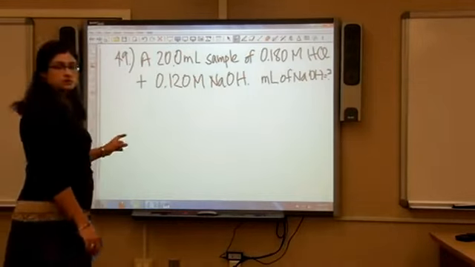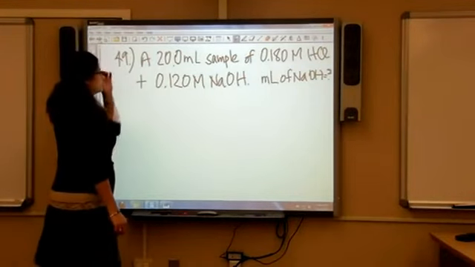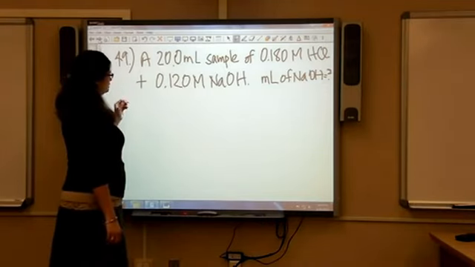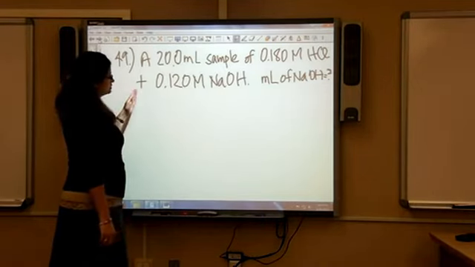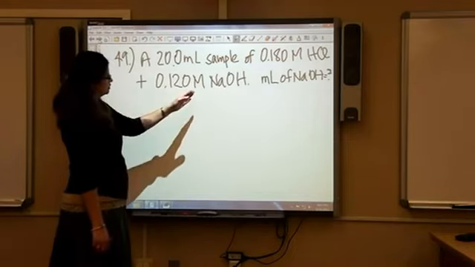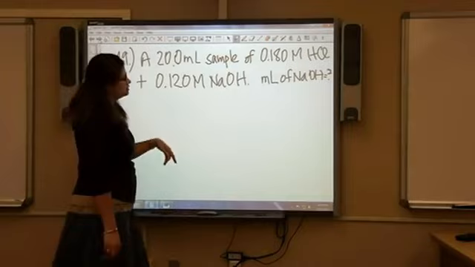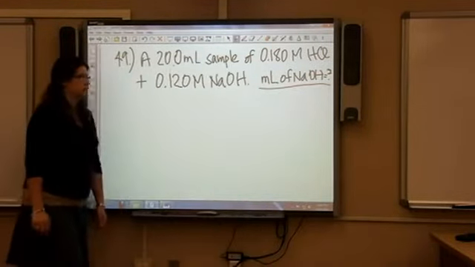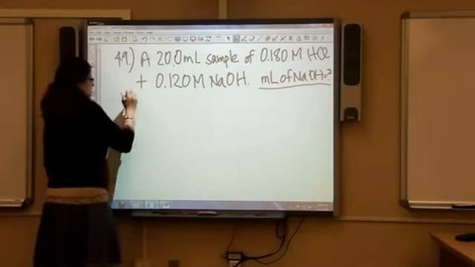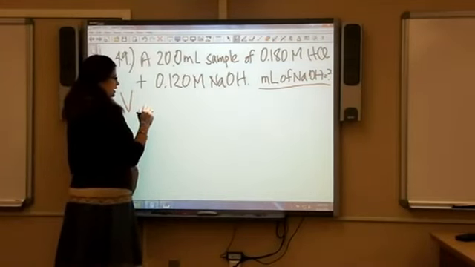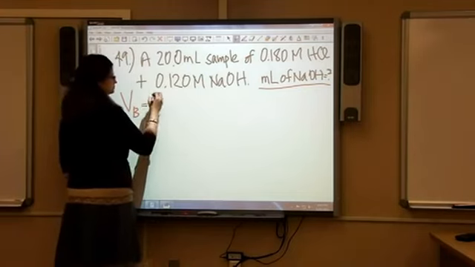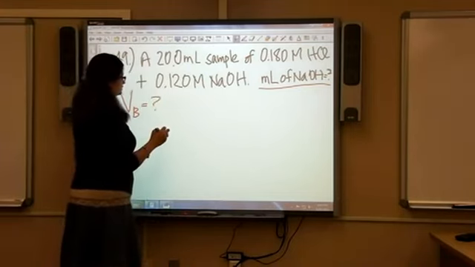Let's do another example. This is 49. A 20 mL sample of 0.18 molar HCl is used to neutralize 0.120 molar NaOH. Calculate the volume of NaOH. Okay, I'm going to do that first. If that's volume, is that base or acid? It's base. And that equals question.